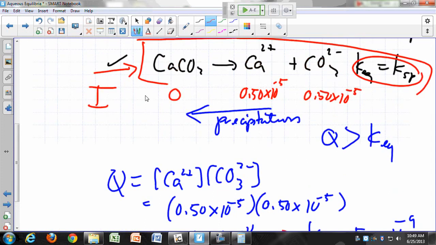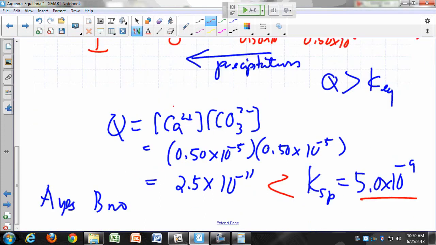Okay? By the way, Q in this case, when we're dealing with KSP, Q is also known as the ion product. Okay? So you might encounter that term. So when we're dealing with KSP and solubility equilibria, ion product refers to the reaction quotient that you can compare with KSP.